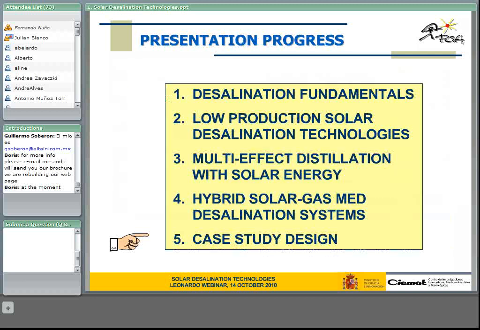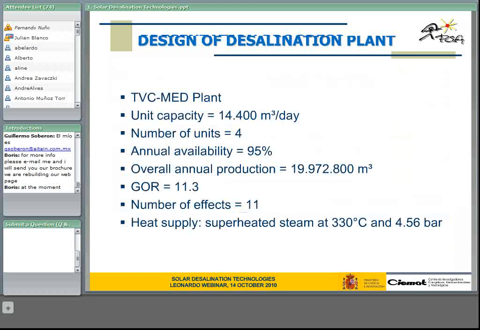Okay. Now, finally, I would like to address a case study. I mean, how we could make a calculation and design how a solar plant could be, considering the multi-effect distillation system, how the process will be and what the figures will be. Okay, let's consider, very briefly, that we are going to design a thermocompression multi-effect distillation plant.